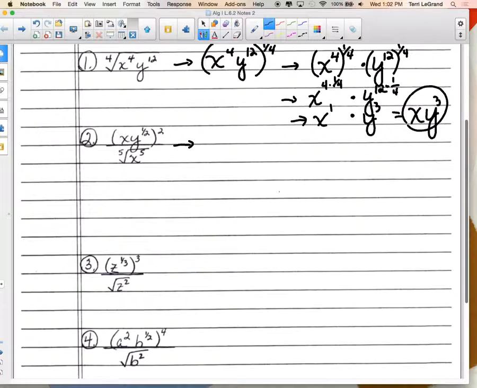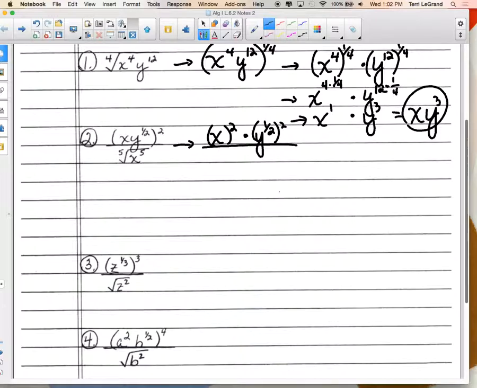So what do we do again? Give that power to each factor. So the x is going to get the power of 2. The y to the 1/2 is going to get the power of 2. That takes care of our numerator.